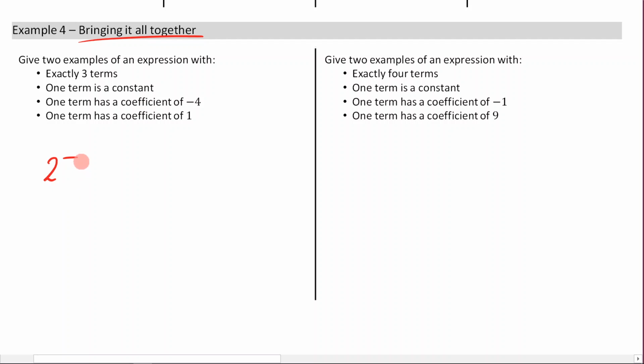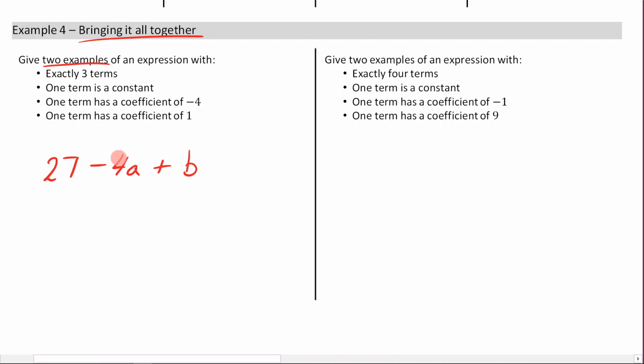So let's just say that's 27. One term is going to have a coefficient of -4, so that means it's going to be -4a, or whatever pronumeral you like. And then one term is going to have a coefficient of 1, and we know that if it's going to have a coefficient of 1, it's just a pronumeral by itself. And that is my first example.